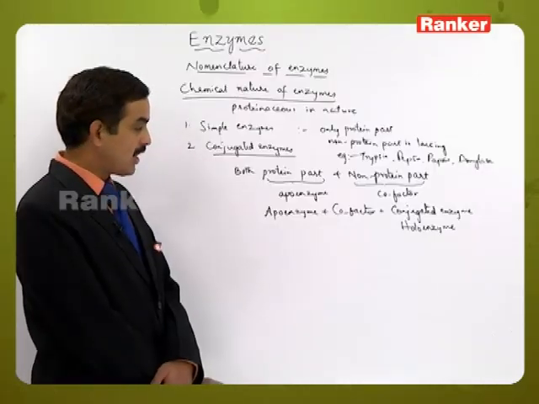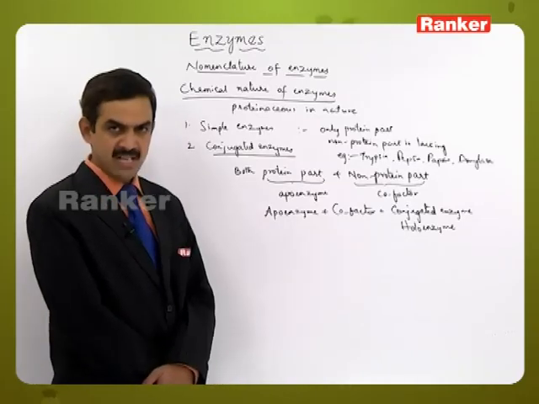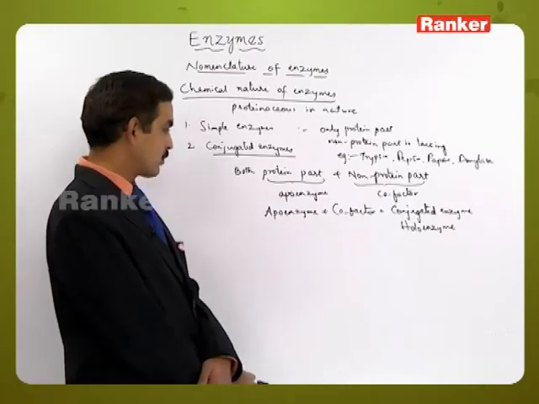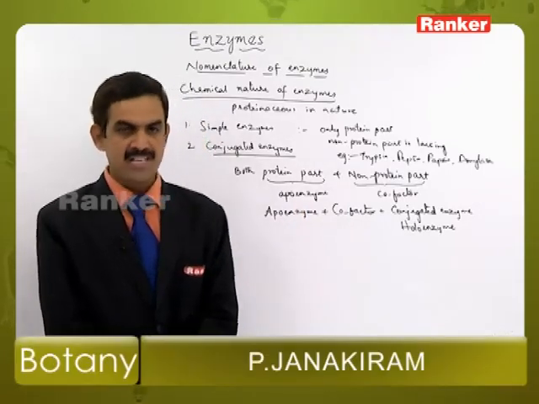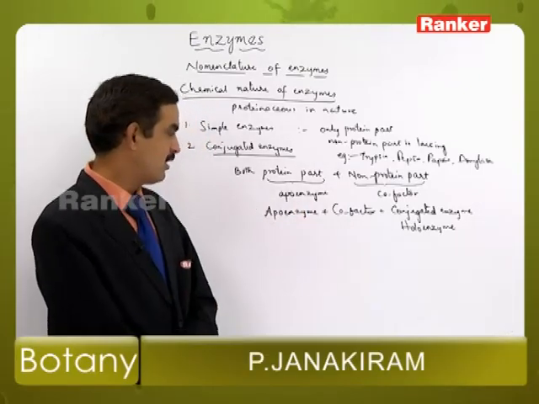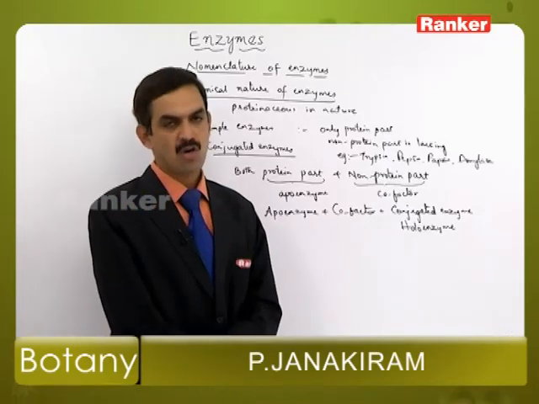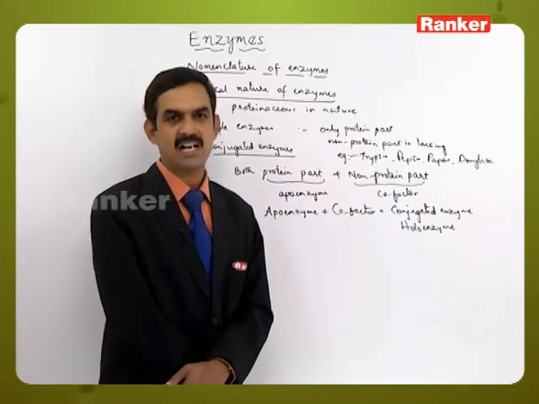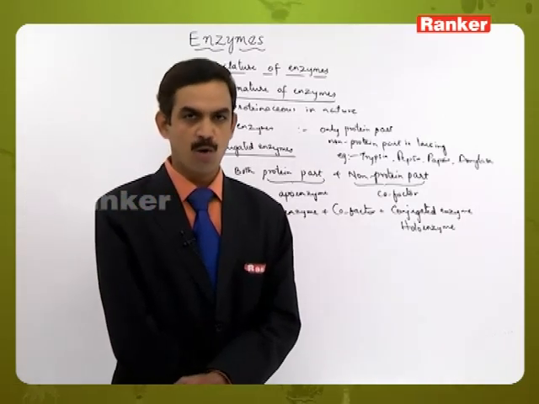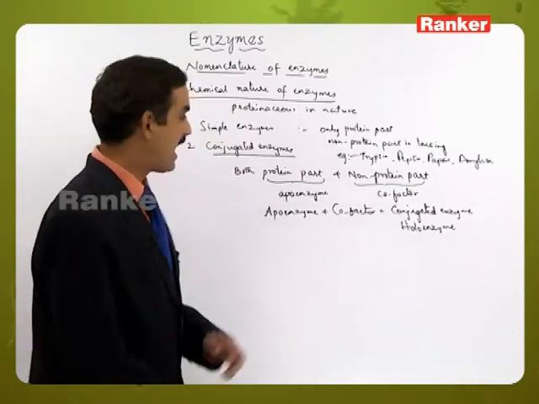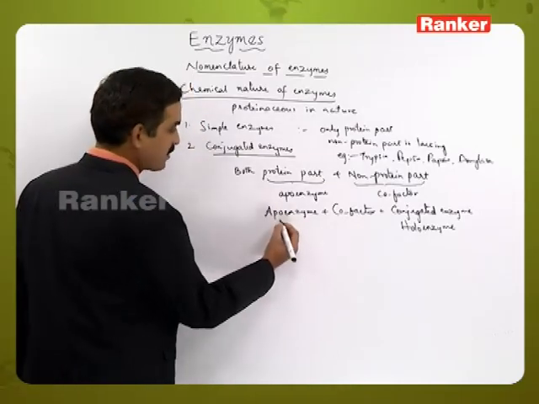The holoenzyme is the functional unit of the enzyme, and these two function in coordination with each other. That means in the absence of the cofactor or the apoenzyme, the conjugated enzyme will not perform its catalytic property. That's the reason why they always function cooperatively. Let us see the individual parts present in them.